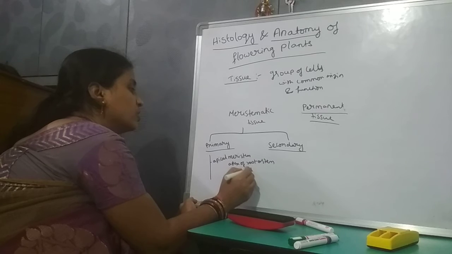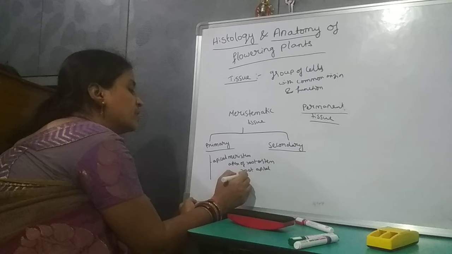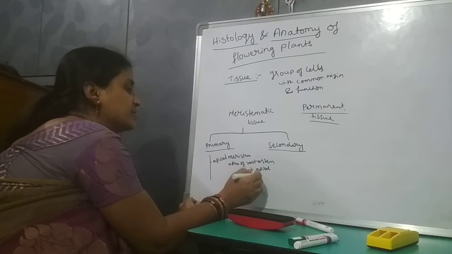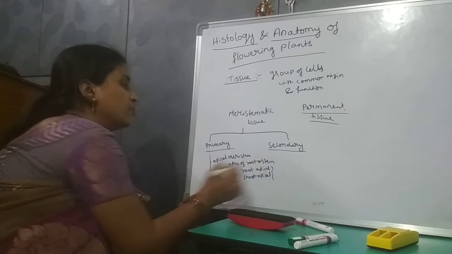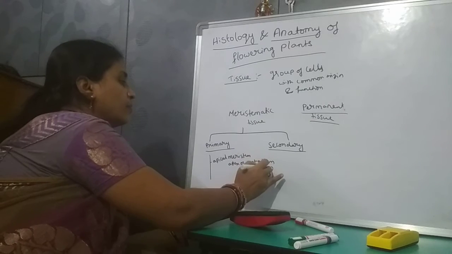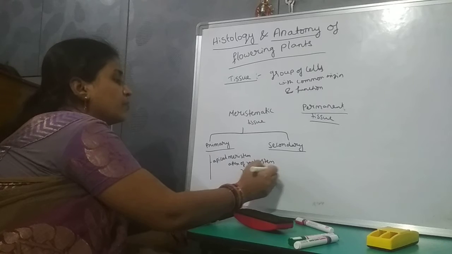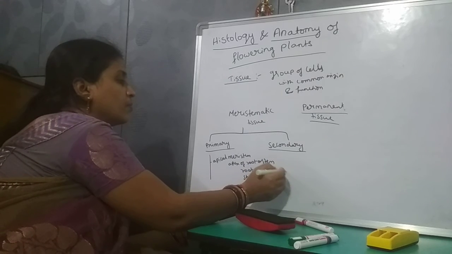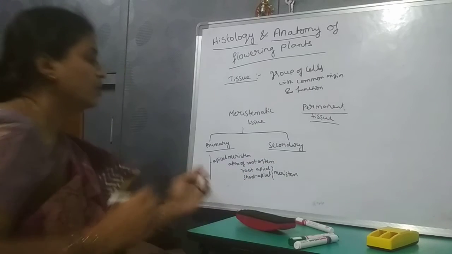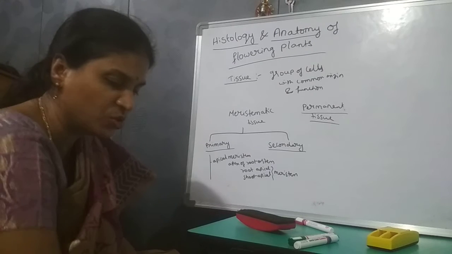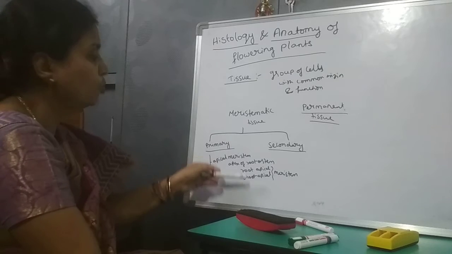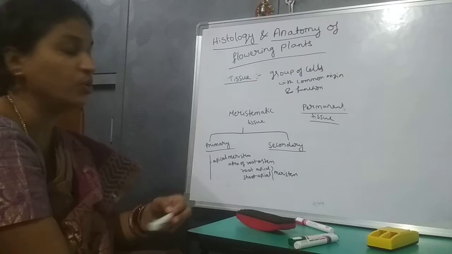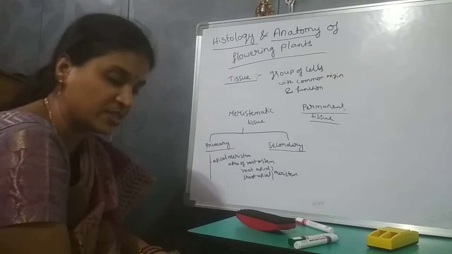Root apical meristem and shoot apical meristem. These are present at the apex and are useful for the formation of the new root, for elongation of the root, and for the elongation of the stem.